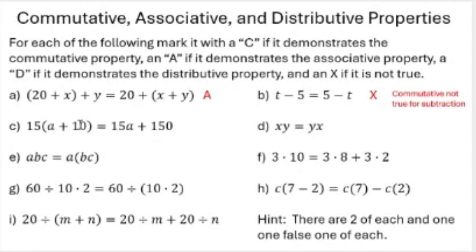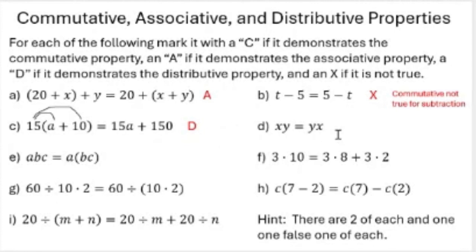Third one, this one's probably maybe the easiest one of all. Just check that they didn't make the numbers wrong, but that 15 can multiply through the a plus 10, giving you 15a plus 15 times 10. That is the distributive property. And the plus in the middle stayed the same.